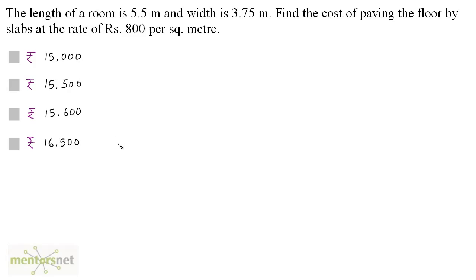The length of a room is 5.5 meters and width is 3.75 meters. Find the cost of paving the floor by slabs at the rate of 800 rupees per square meter. Well, a room is usually rectangular in shape and we have been given the length and its breadth. So we can calculate the area.